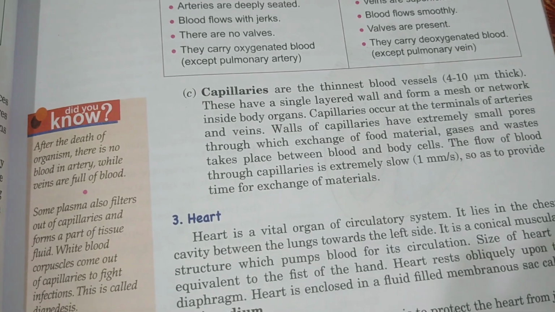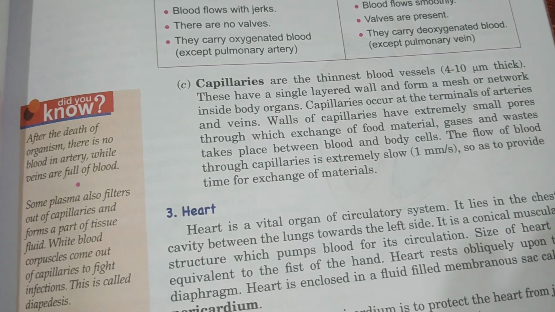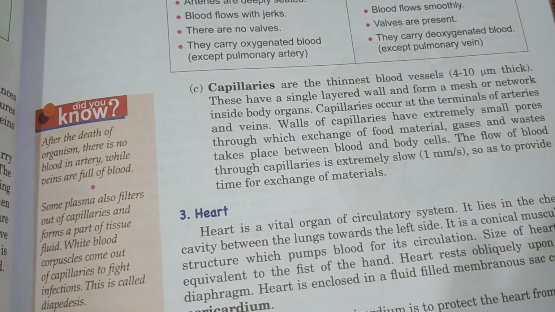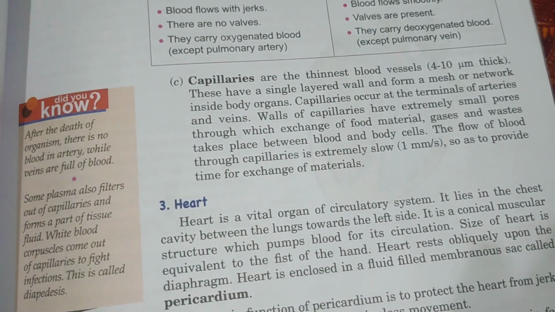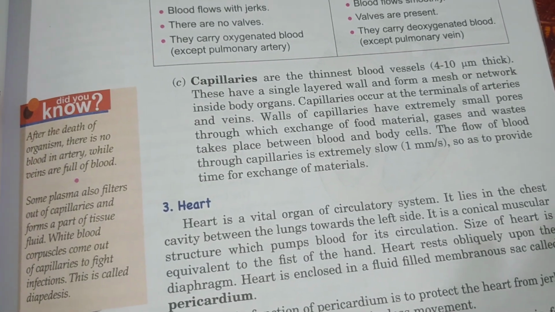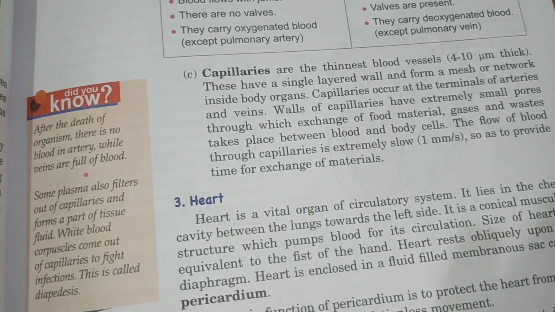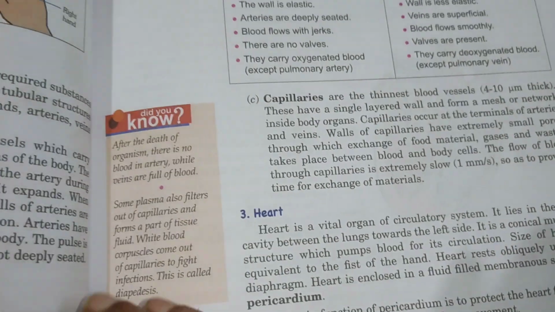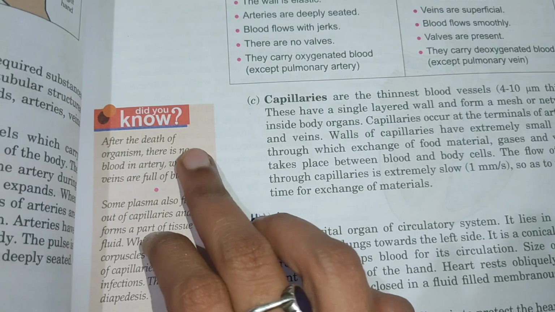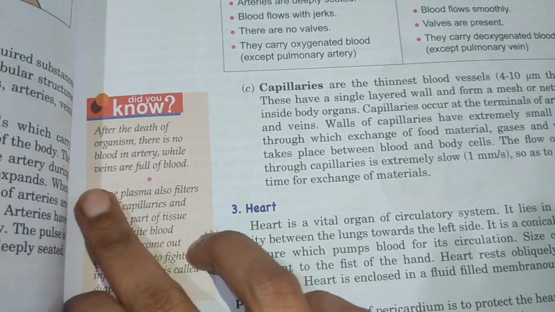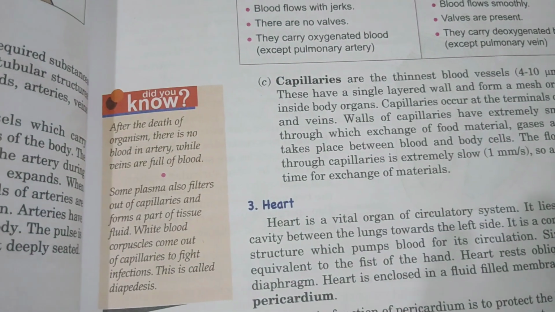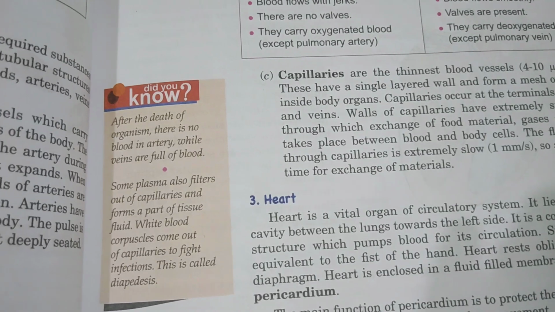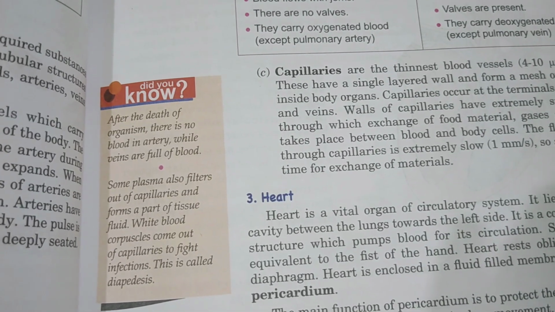The flow of blood through these capillaries is extremely slow, to provide time for exchange of materials. After the death of an organism, there is no blood in the arteries, while the veins are full of blood. After dying, arteries will not have any blood, but veins are full of blood.